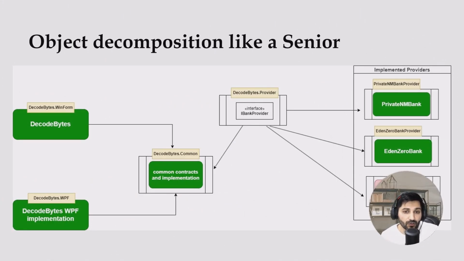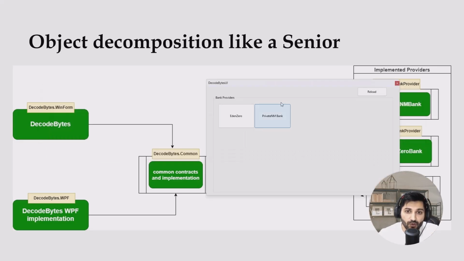Actually, we are going to develop an ATM application. We'll have two applications, a WinForms application and a WPF application. They will share the same code base using library-based decomposition. They will have completely the same UI and completely the same functionality. The purpose here is to help you understand how library-based decomposition helps us share a code base between different technologies. This is our WinForms application.